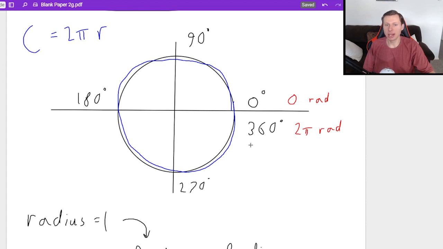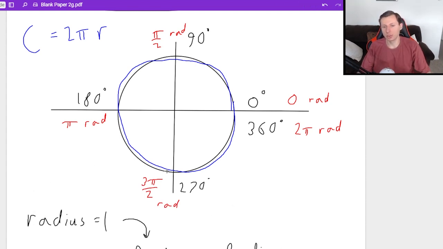Then if I want to cut that in half to get to 180, that would be pi radians at 180. If I want to cut that in half again, I get to 90 degrees, which is pi over 2 radians. And then the other side next to 270 would be 3 pi over 2 radians.